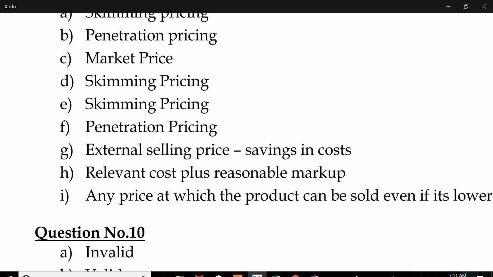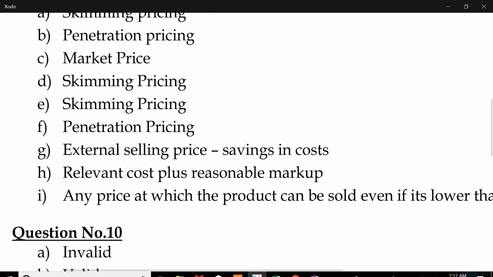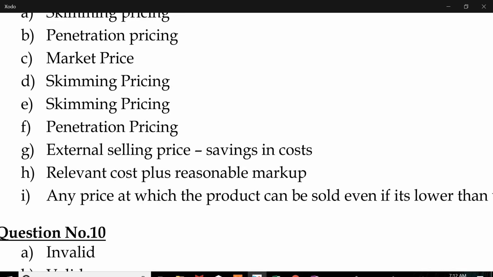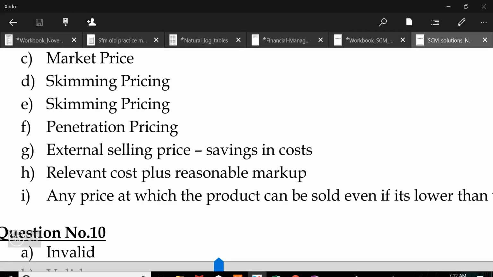Relevant cost plus reasonable markup. That's what I said, variable cost plus your reasonable markup. Any price at which the product can be sold, even if it's lower than variable cost. Any doubts till now?